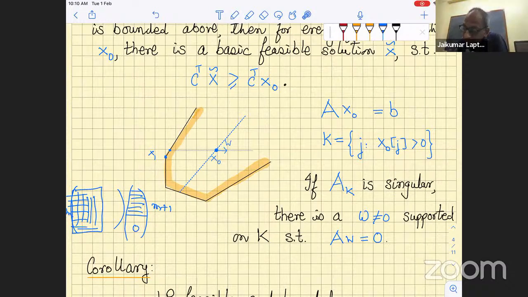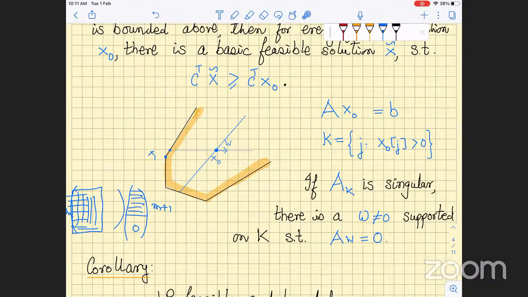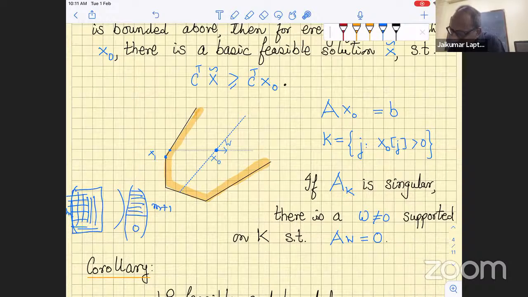Now, these cannot be independent because we are in a space of dimension only m. So there is a dependency among them, and that dependency, which has non-zeros only here and zeros there, I'm calling W. Okay, is this clear so far? What I meant by W? Now I can say everything algebraically, but I want you to see it geometrically. So this was the point x0, and there was this W.